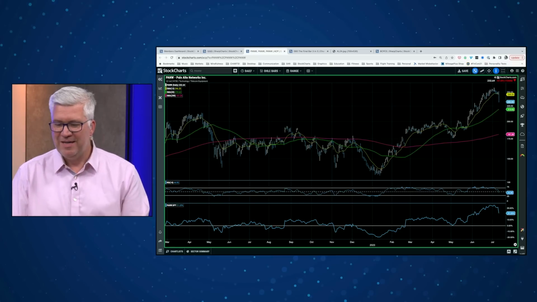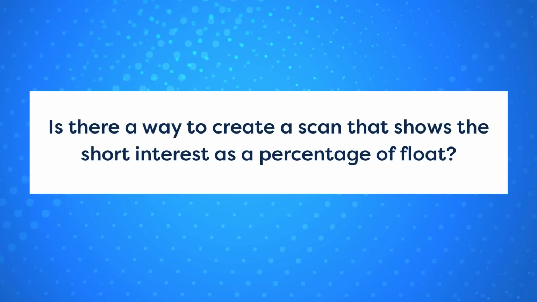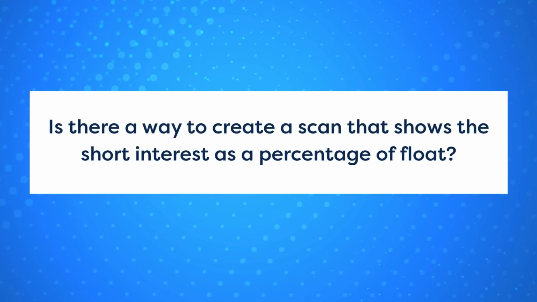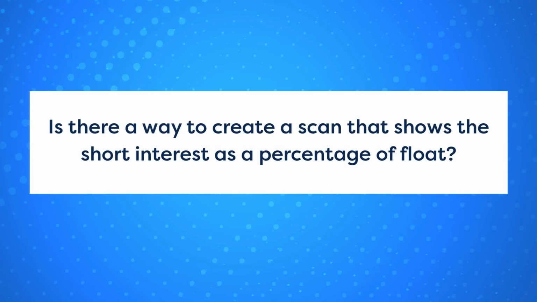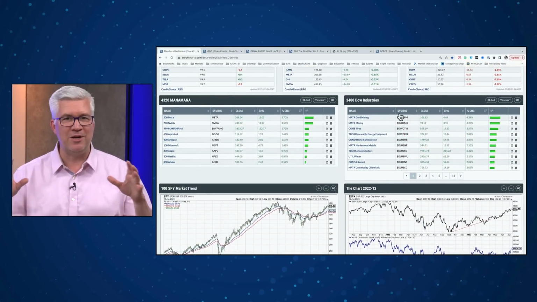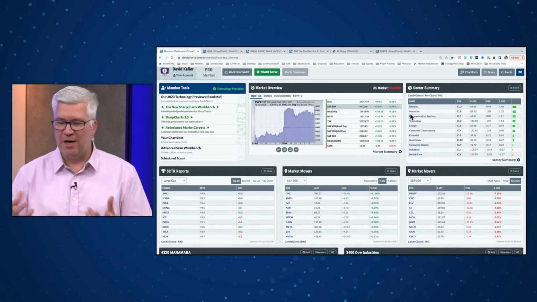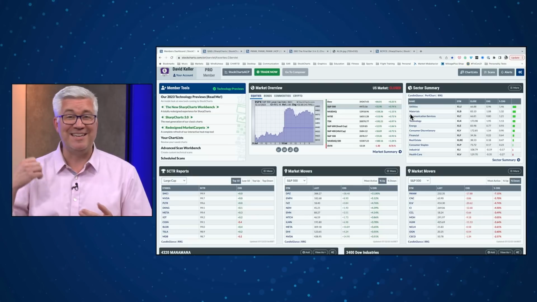Next question. Dave, is there a way to create a scan that shows the short interest as a percentage of float? That is such a really good question, and I wanted to bring this question on just to answer the question, but also explain what it's actually getting to. So when you're saying a scan that shows the short interest as a percentage of float, if you're not familiar with some of those terms, short interest is basically a measure of how many investors are betting against a stock.